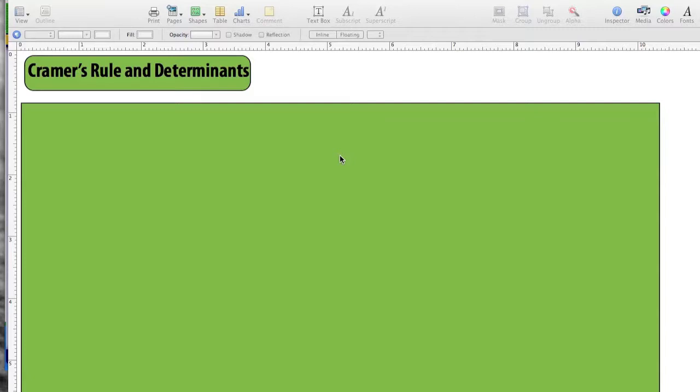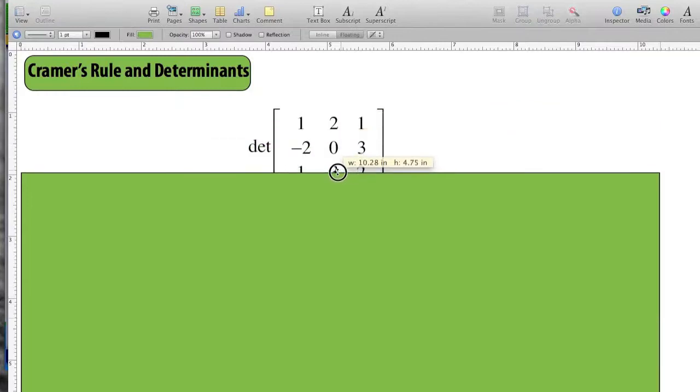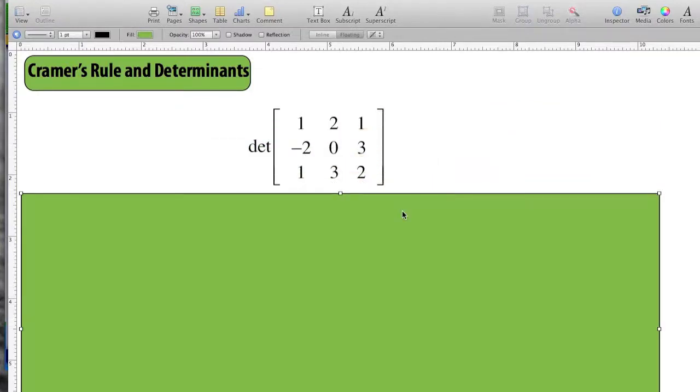First thing I'm going to do is I want to review determinants, because if you can't do a determinant, then you're not going to be able to do anything in this section. So we're going to look at this matrix: 1, 2, 1, negative 2, 0, 3, and 1, 3, 2.